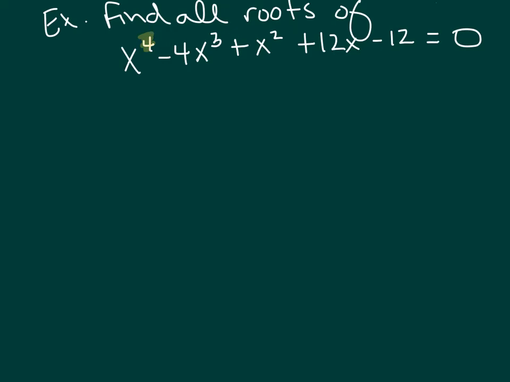So you're going to look for your GCFs. When I look through this entire thing, the x, 4x cubed, x squared, 12x, and the 12, they don't have anything in common. These 4 terms have an x, but this one doesn't. These 3 terms are divisible by 4, but these 2 aren't. So there's no GCF.